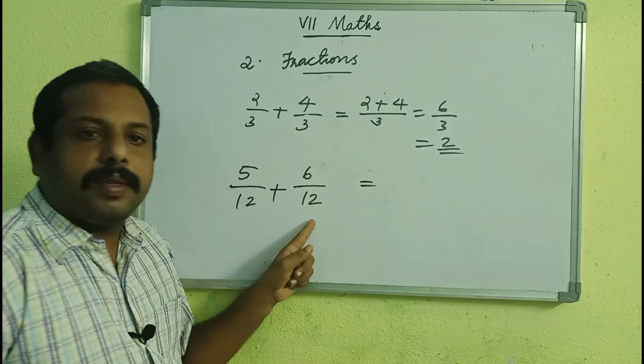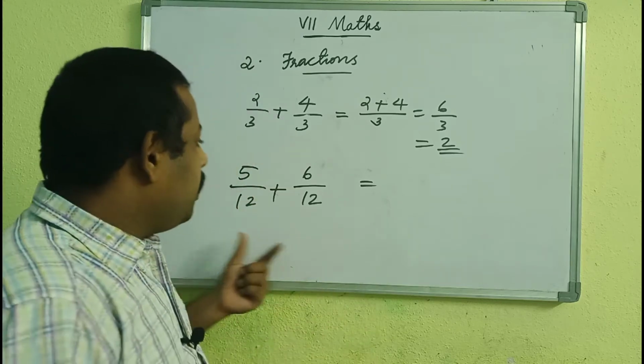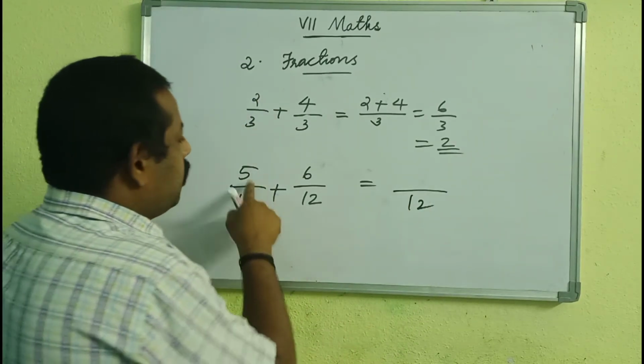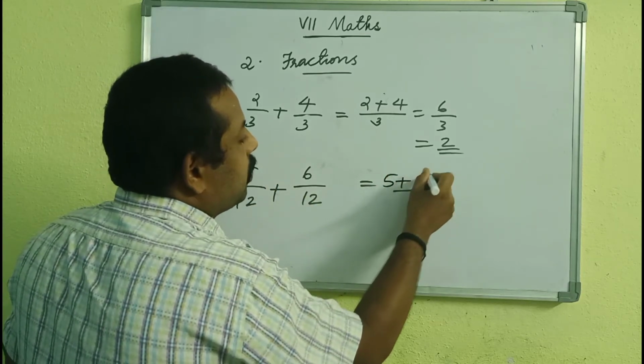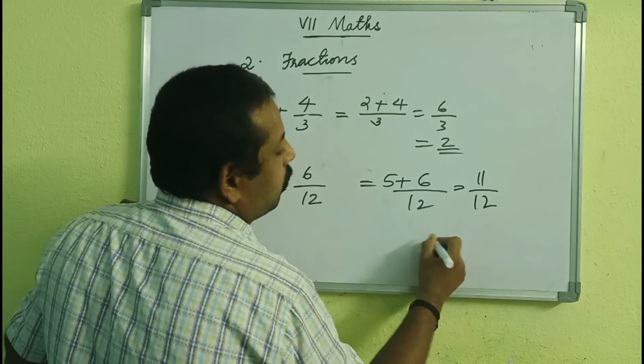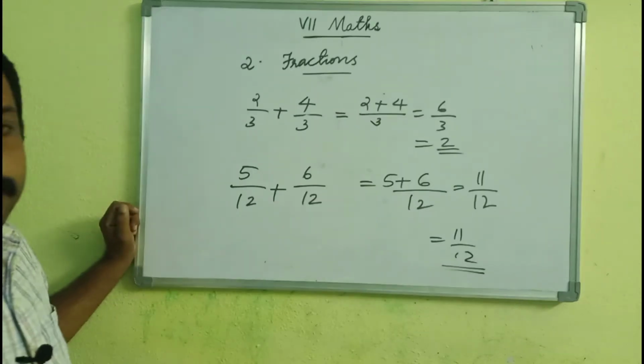Denominators are to be checked first. You must make sure that the denominators are equal. If denominators are equal, you give that common denominator. Here it is 12. Add the numerators: 5 plus 6. You know 5 plus 6 is 11. 11 by 12. This is the answer.